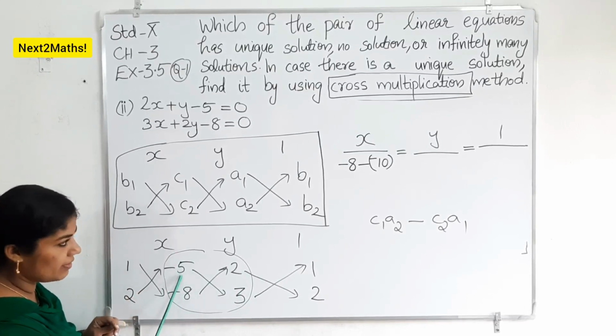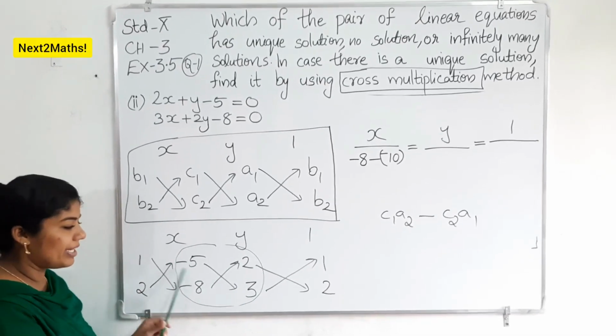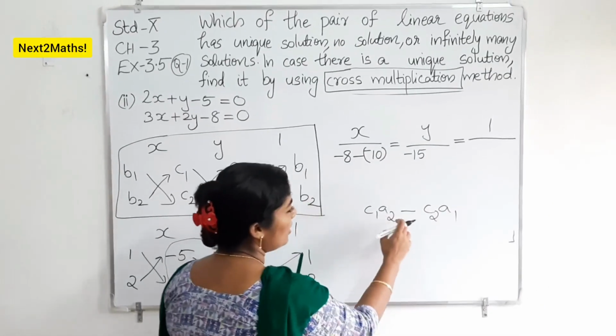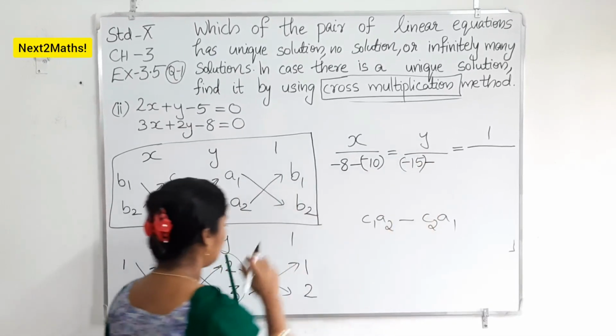See, c1, what is c1? Minus 5 multiply with the 3. Now we got minus 15. That minus 15 we can write directly. Then this minus, on your equation that we written here, minus.